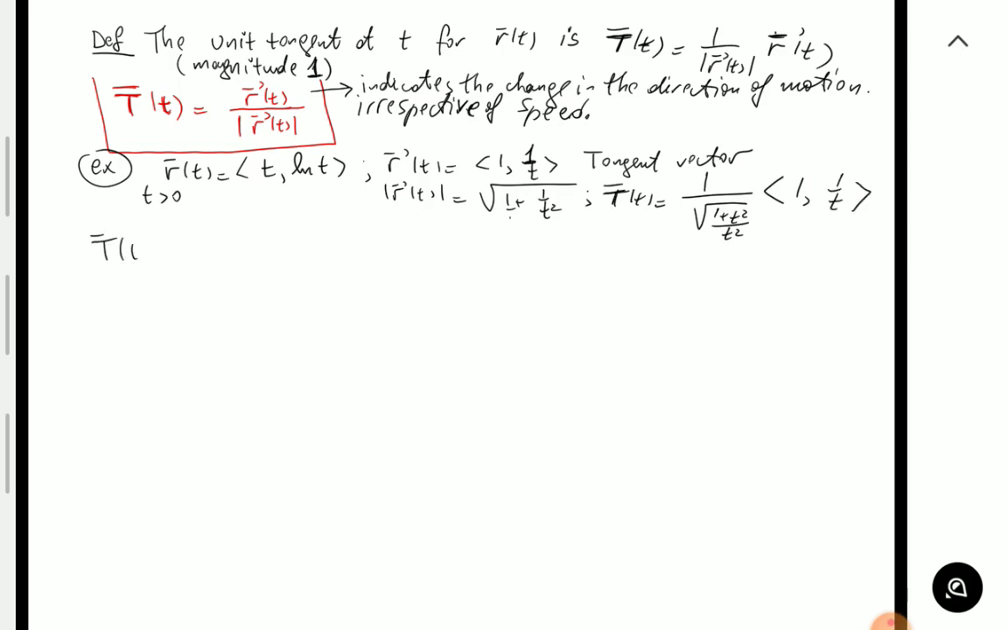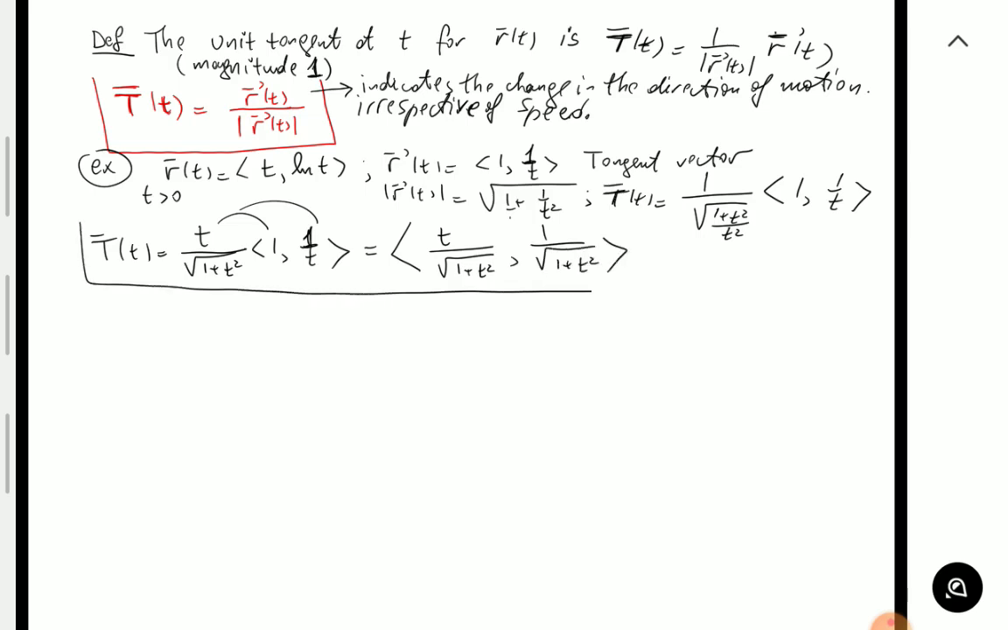Let's clean it up a little bit. I can take t out of the radical, so that's t over the square root of 1 plus t squared, scalar multiple with the vector 1, 1 over t. Usually we can leave the scalar outside if we don't have any reason to bring it in, but depending on the case or your preference, you can bring everything into a single vector. The t cancels, and we have the unit tangent at t.